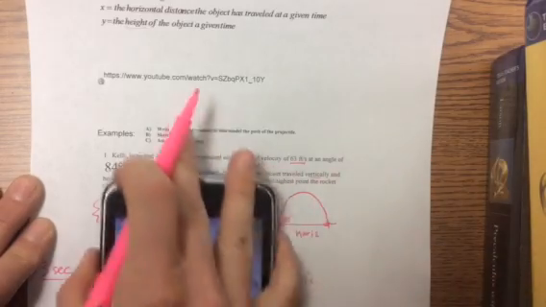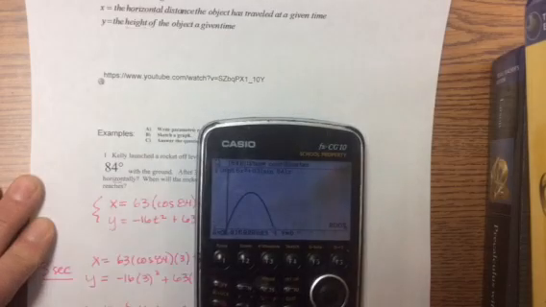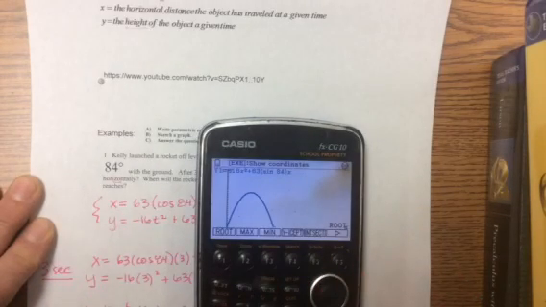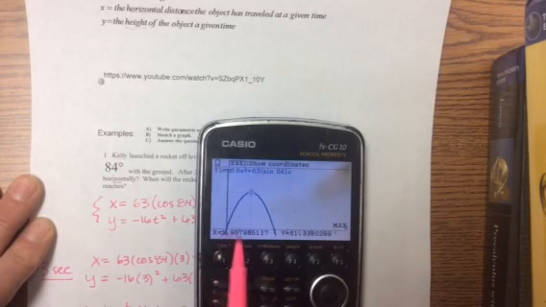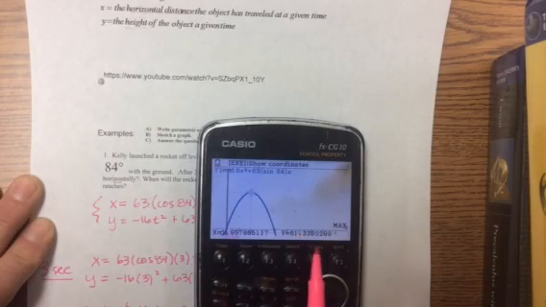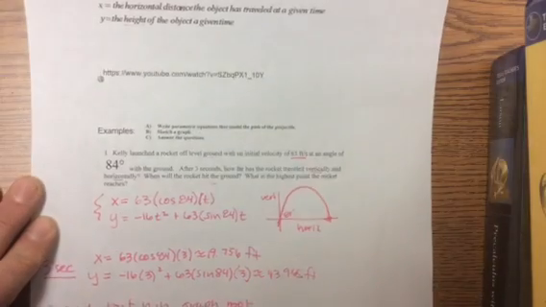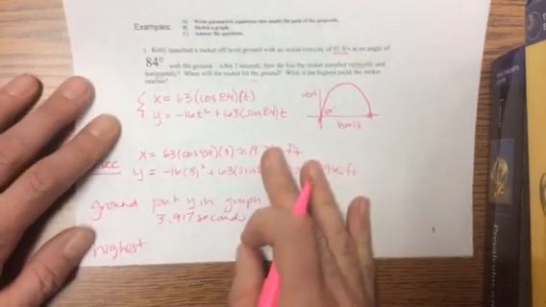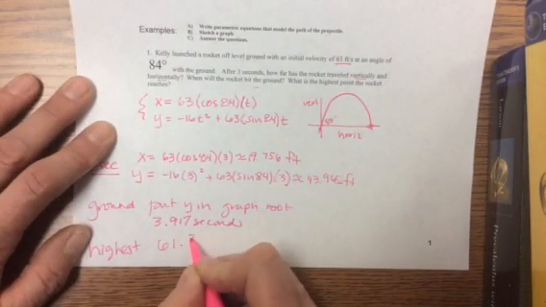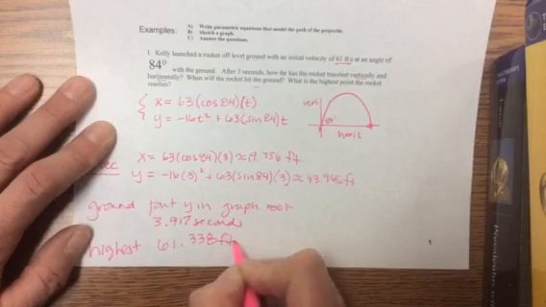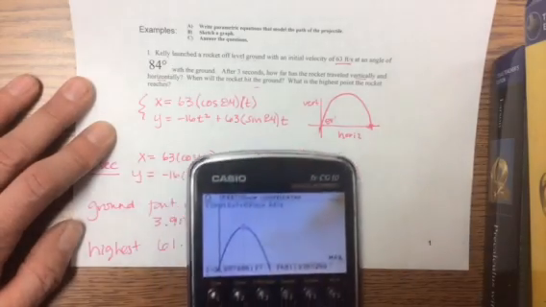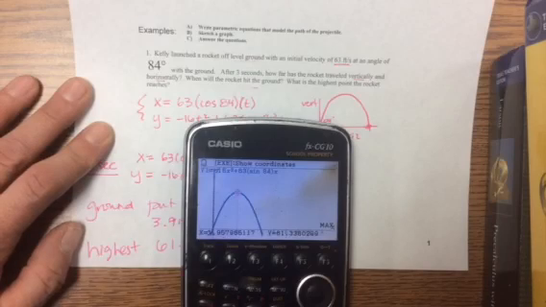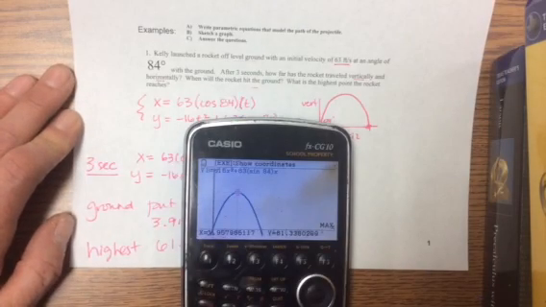Okay. And then what's the highest point? Well, I already have this, and it's going to be g-solve max. Now, this is going to be the time that it hits the highest point right here, not the horizontal distance, but time. And then this is going to be the height. So it's 61.338. So highest is 61.338 feet. Okay. So there is a way to put this in parametrics, and I will post another video on how to do that.